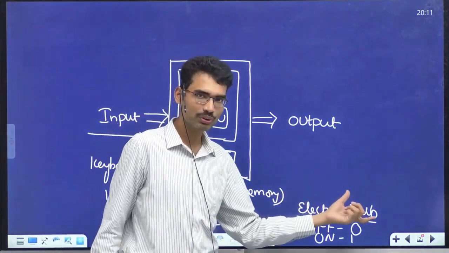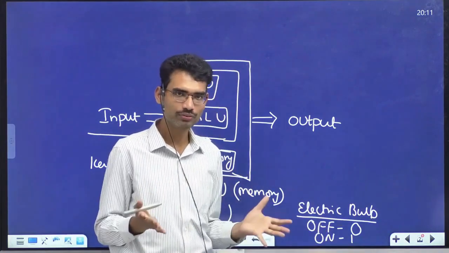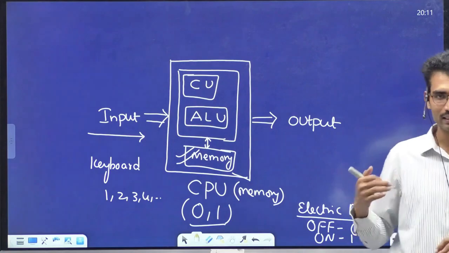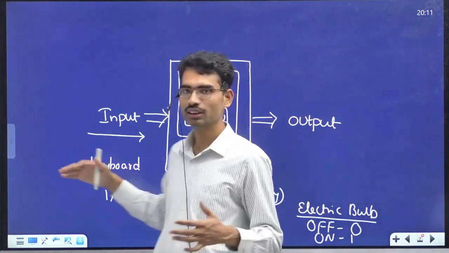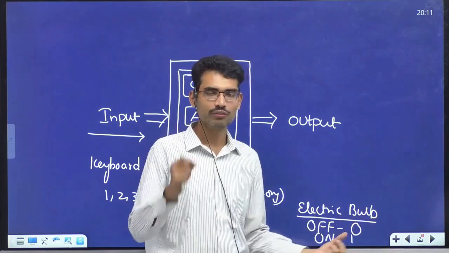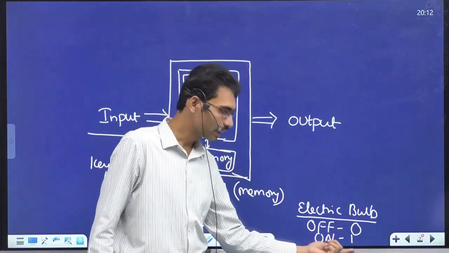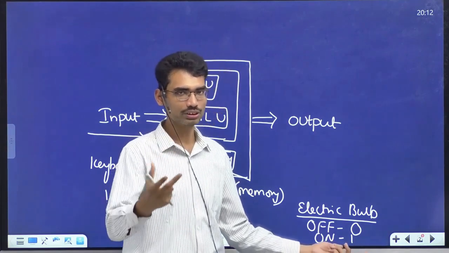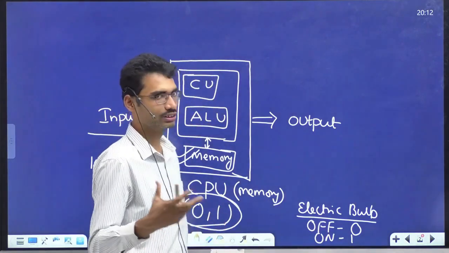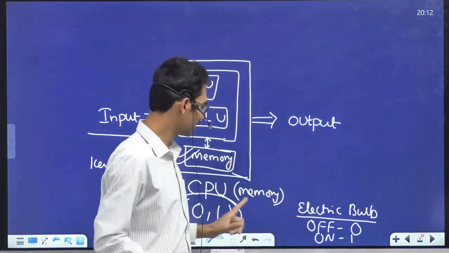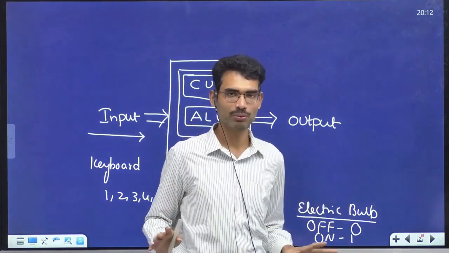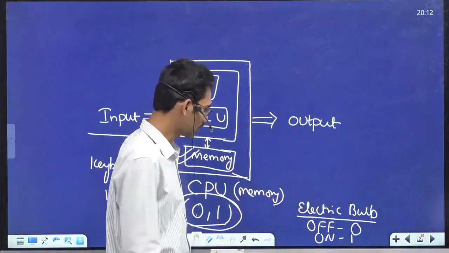For an electronic computer, 0 means power off, 1 means power on. These computers contain millions and millions of transistors used in manufacturing. Every transistor works like an electric bulb. If you switch on the transistor, that represents 1. If you switch off, it represents 0. So that electrical state is considered as 0 and 1. Everything has to be converted into an electric signal, 0 or 1. Only two possible options, either switch off or switch on. That's why this is called binary.